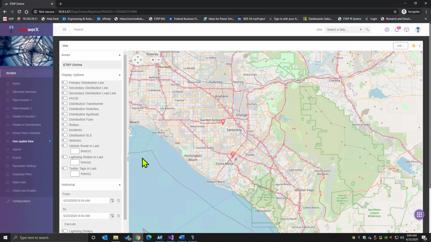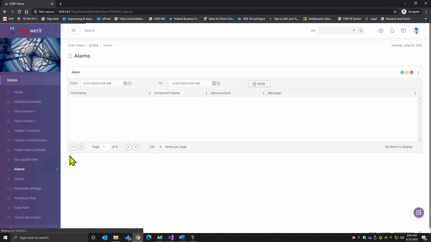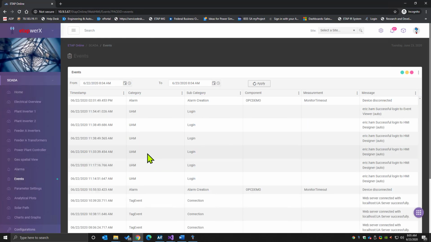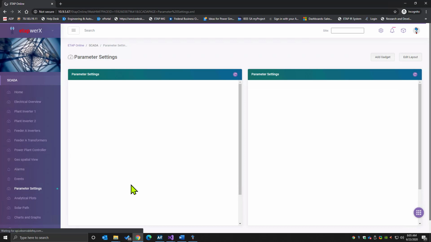You can also take this data and visualize it on a geospatial view, including the vehicle or crew tracking in terms of maintenance support, visualize any alarms that are occurring in the system, look at various events that may be happening in the network, including any alarm generation or any audit information that you want to track.